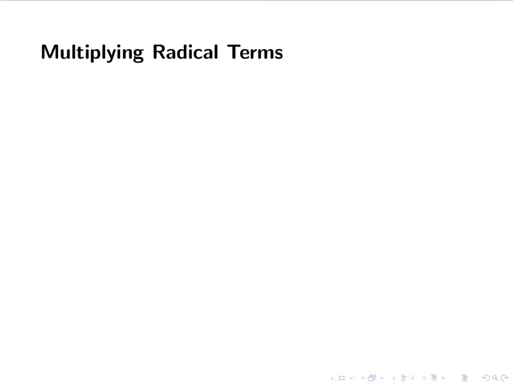Hello everyone, today we're going to look at multiplying radical terms. So the basic form is going to be a root b times c root d. We multiply what's outside of the radicals, so a times c, then we multiply what's inside the radicals, b times d. And don't forget that you always have to simplify. So in the new b d, is there a factor that's a perfect square?